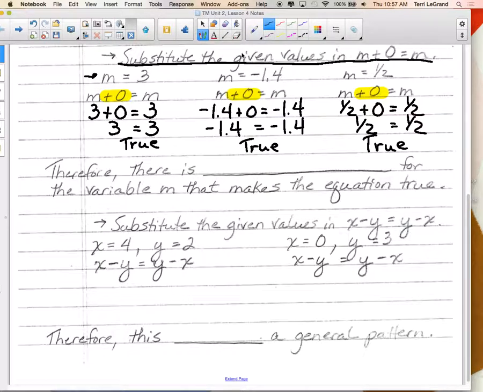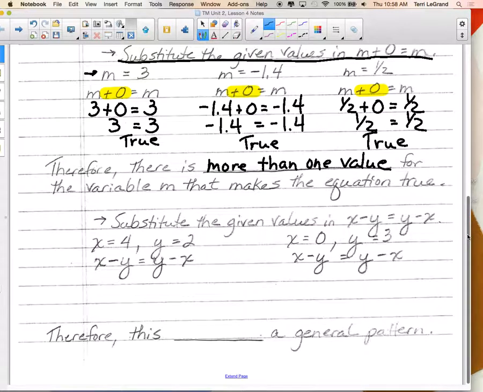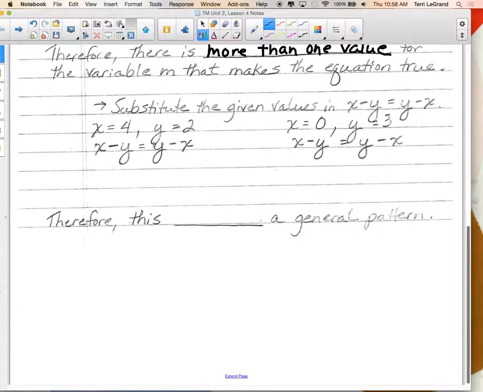So therefore, there is more than one value. Therefore, there is more than one value for the variable m that makes the equation true. We've already talked about this pattern. When you add 0 to a number, it does not change the number, does it? It does not change it. So there's a case where there are several different values for the variable that would make the equation true.